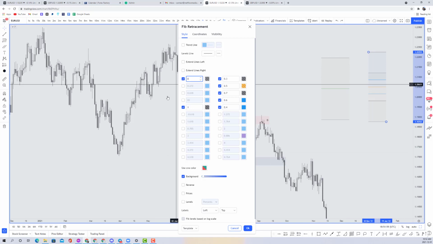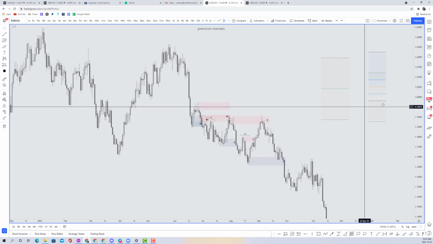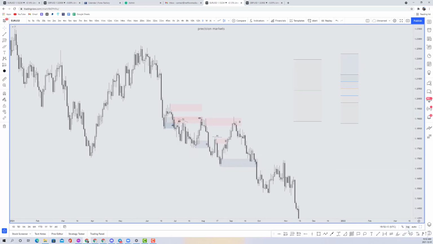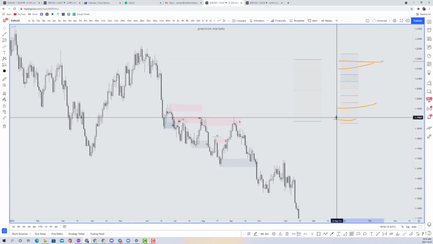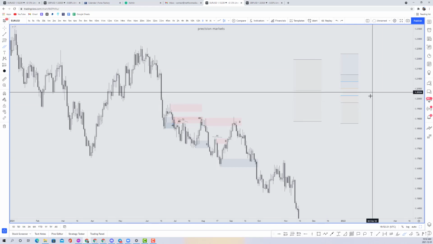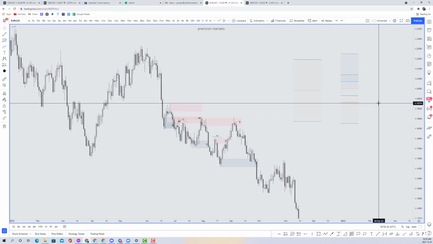For anyone that's wondering what the levels of that fib are, that's it. The most important levels are the 0.4, 0.5, and the 0.6. Everything else just means you're getting a really good deal for your buys down here, and you're getting a really good deal for your sells in here. But as long as we're in that premium, we could sell. As long as we're in that discount, we can buy.